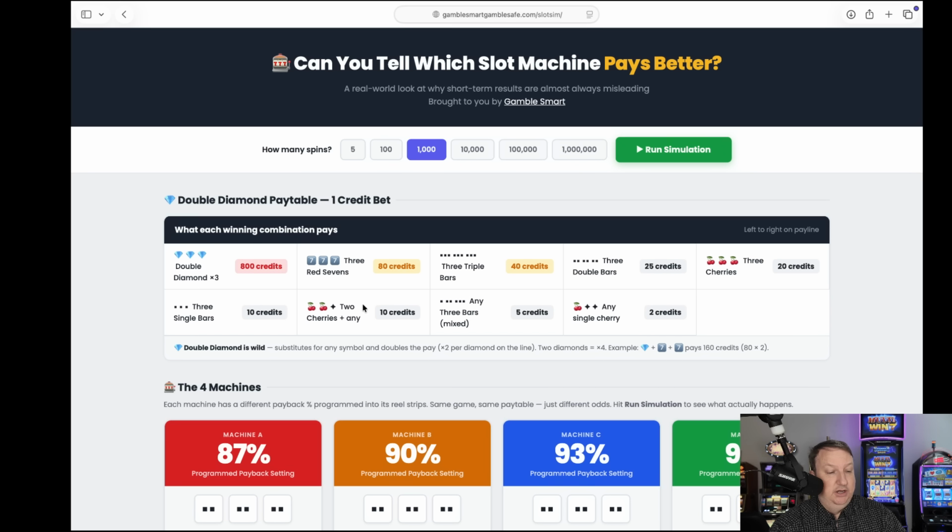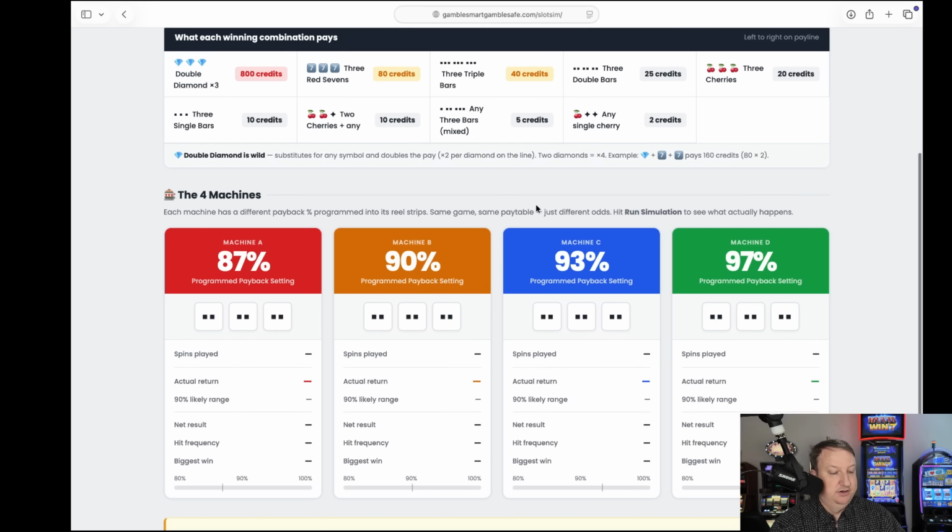So here's what you're trying to do, right? You want to do 5 spins. So let's switch to 5 spins. And what you're trying to do is find the machine that is set to 97%, right? So we have 4 Double Diamond machines right here: one set at 87, one set at 90, one at 93, and one at 97. Okay, so let's go ahead and run it 5 spins.